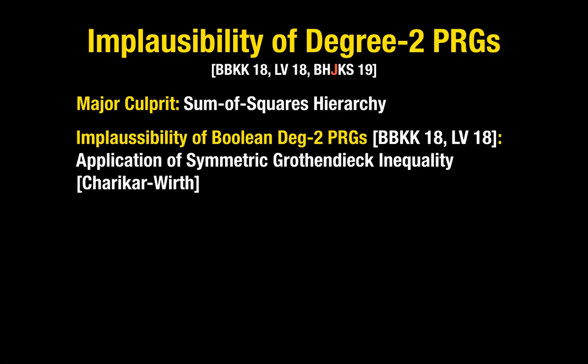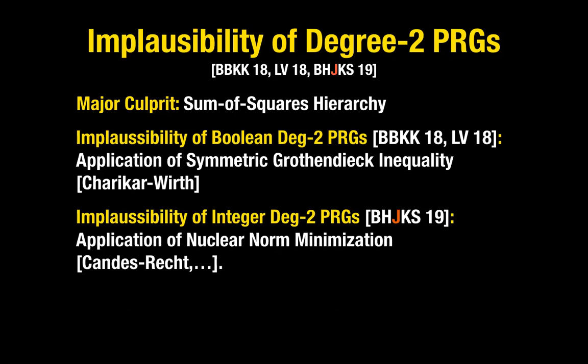So when it comes to implausibility for degree 2 Boolean PRGs, this was shown because of applications of the symmetric version of the Grothendieck inequality, which is derived from the sum of squares hierarchy. And then degree 2 integer PRGs were shown to be implausible due to another set of sum of squares algorithms, which are typically used in the context of matrix completion or matrix sensing. In particular, this nuclear norm minimization algorithm. So both these SOS algorithms led to implausibility for degree 2 Boolean PRGs as well as the integer PRGs.